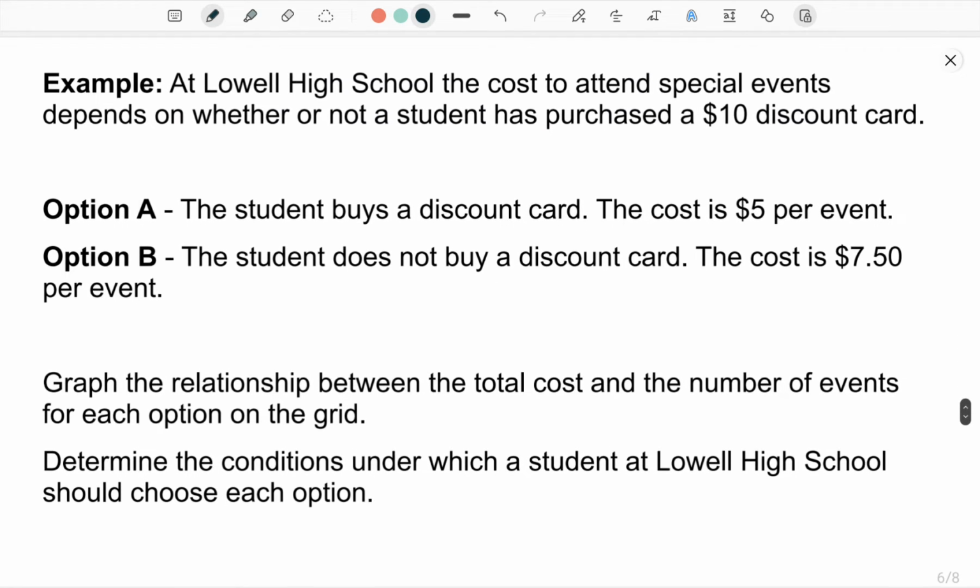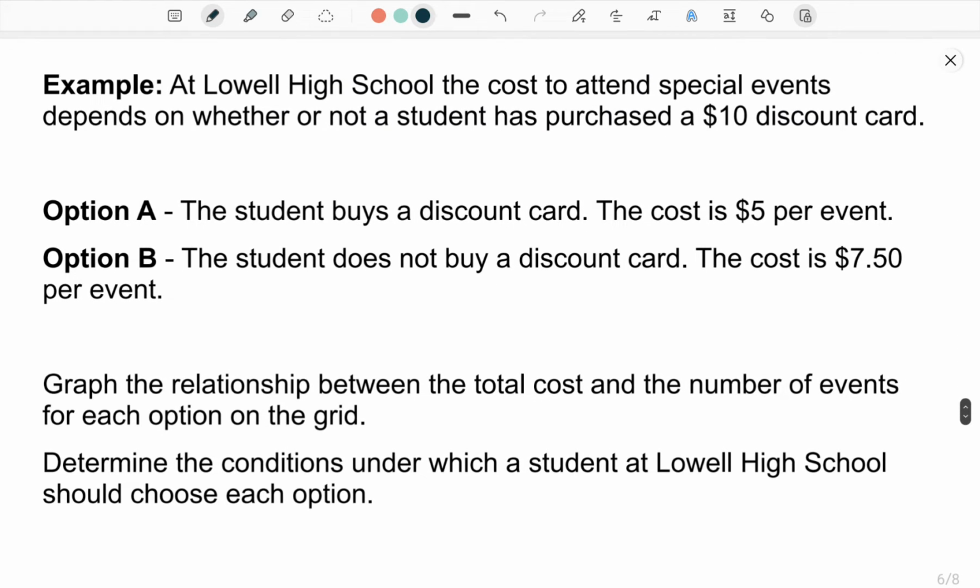All right, let's take a look at one last example. This is a word problem. So we're going to see how we can use equations of lines to model this word problem and then find the solutions to those questions.